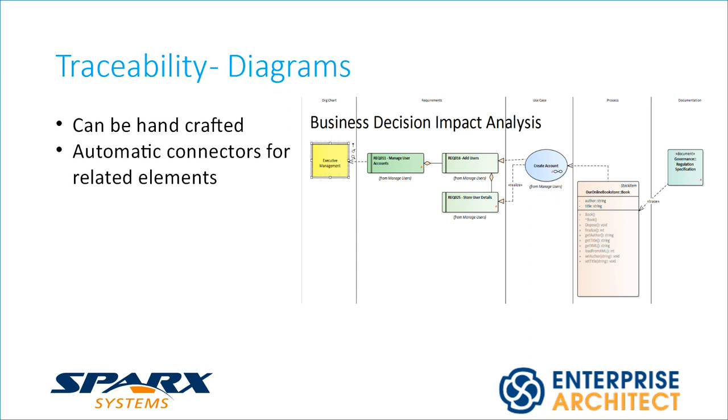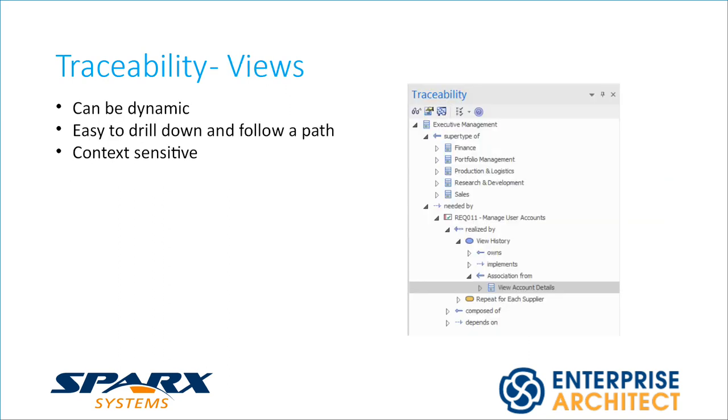Traceability diagrams can be created in a number of ways. You can create a handcrafted diagram and automatically establish the connections between the various elements. So on screen there's a relationship between an org chart and requirements, use cases, a process and documentation.